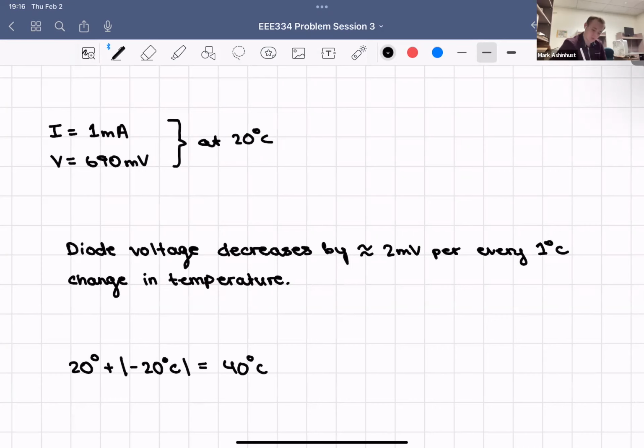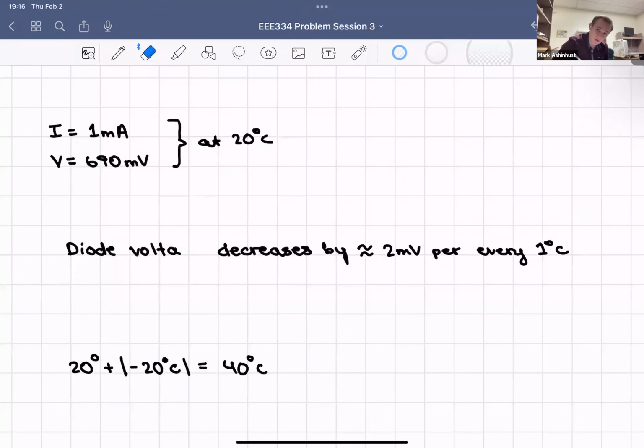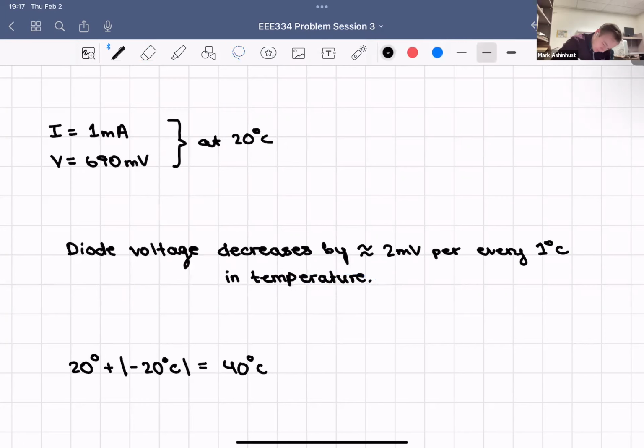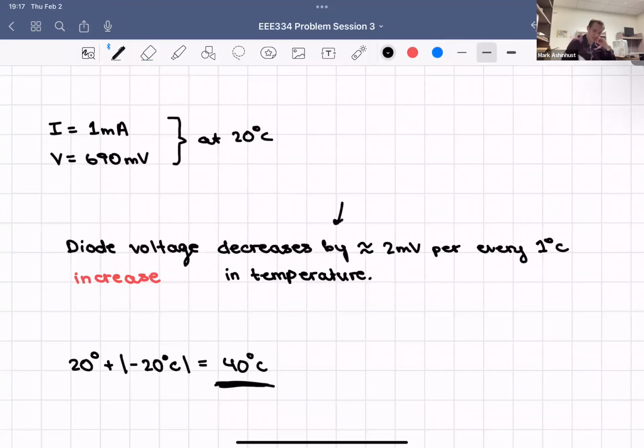But diode voltage decreases every one. I wrote this wrong. It decreases by approximately 2 millivolts per every 1 degree Celsius. Not change in temperature, the main word here is increase in temperature. So what happened here is we decreased by 40 degrees Celsius, so the exact opposite of this is going to happen.